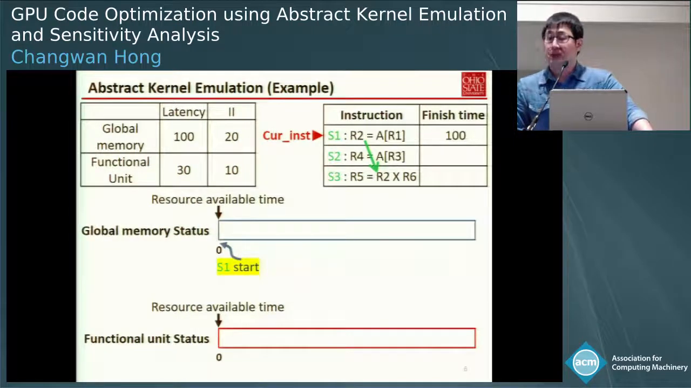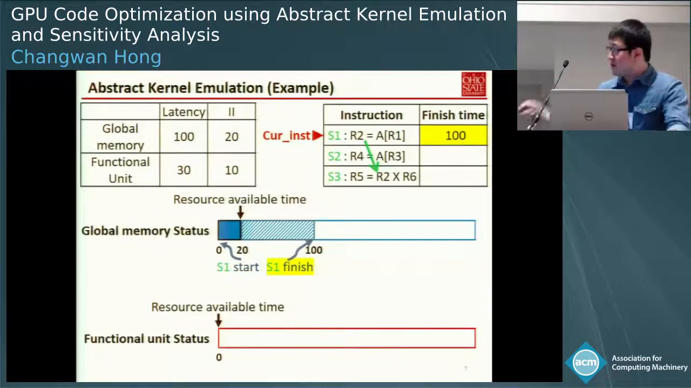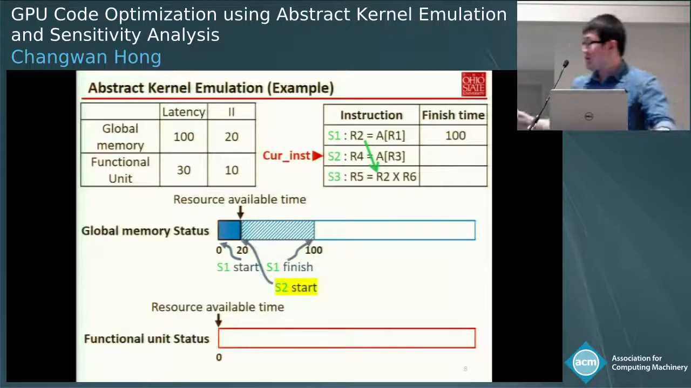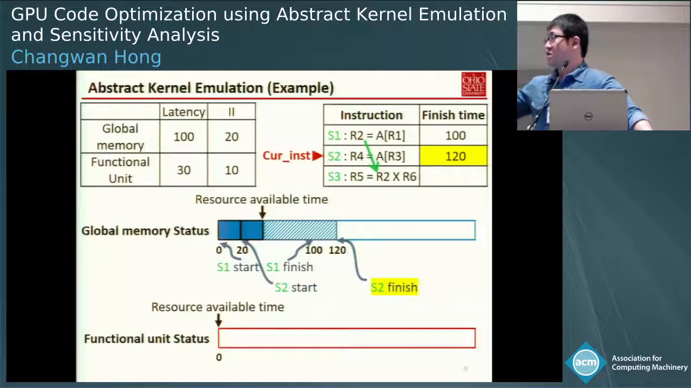S1 is not dependent on any instructions, so S1 can be executed at time step 0, and it finishes at time step 100 because global memory latency is 100. After that, the resource available time is increased by the II, which is 20. Similarly, S2 is not dependent on any instructions, so S2 can be executed at the resource available time of global memory, which is 20, and it finishes at 120 because of the latency.